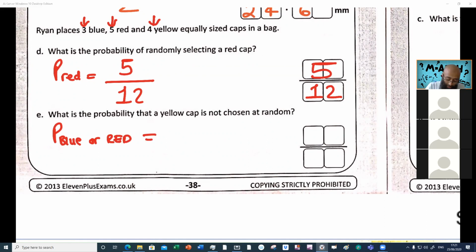Okay, so let's go then. So give me that probability then, Idris. 3 over 12 plus 5 over 12, which is 8 over 12. Beautiful. Now, can you cancel that fraction down for me?